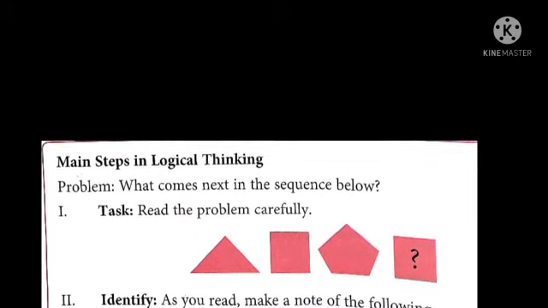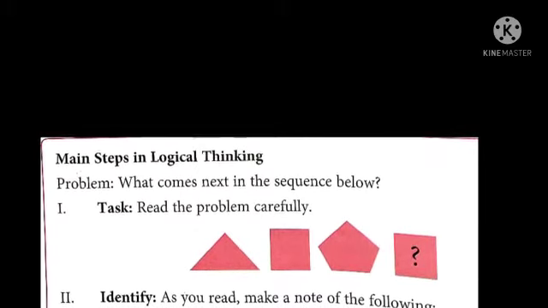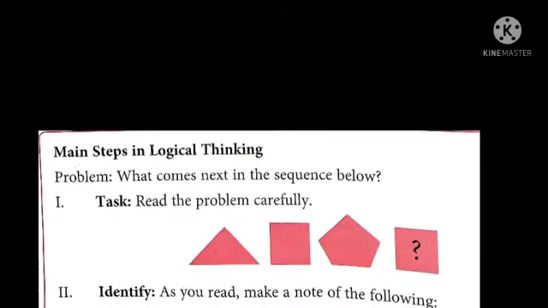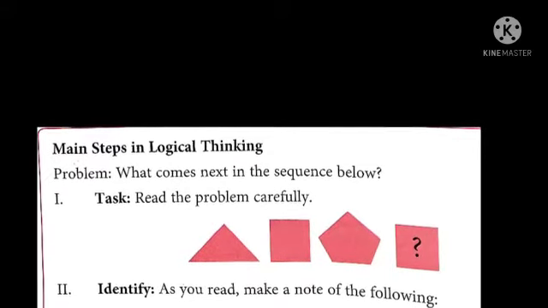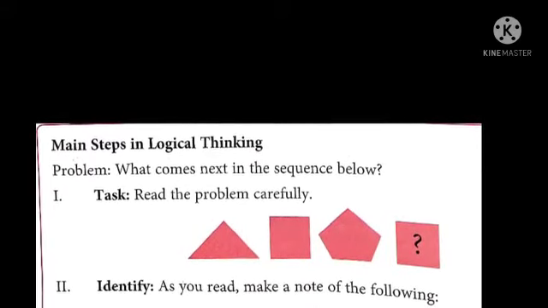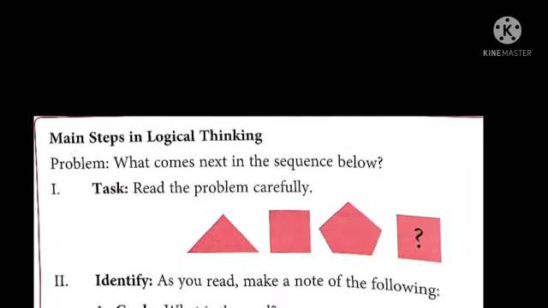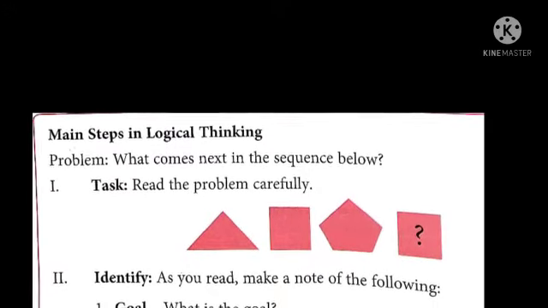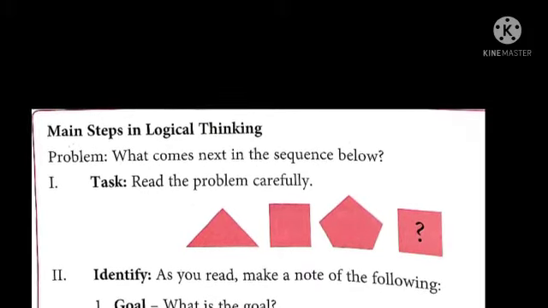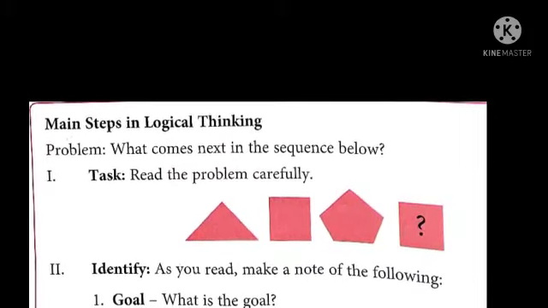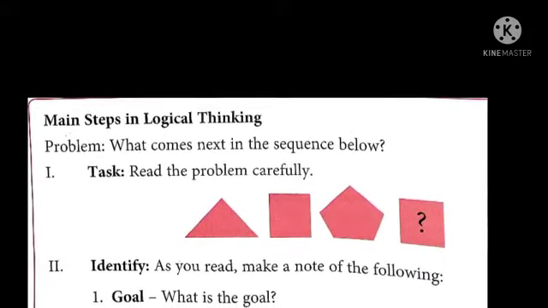Now the third step is you have to identify the conditions. Condition means rules. You have to find out the rule. What is the rule of this given sequence? You are able to see here that the number of sides increases by 1 as we move from one shape to the next. Once we identify the information available, the goal and the conditions, then only are we able to solve it.